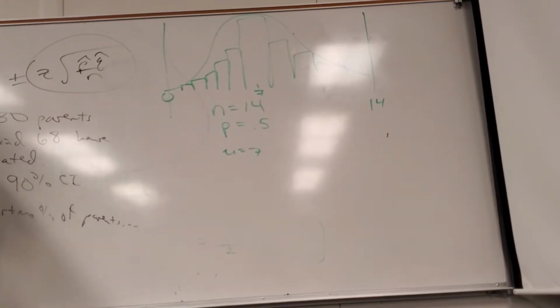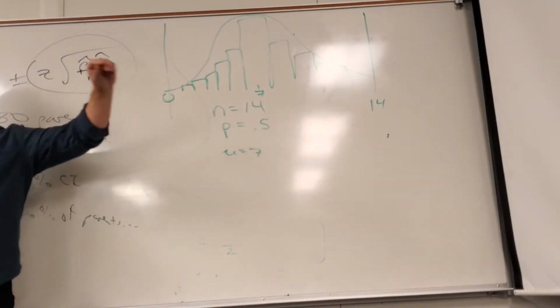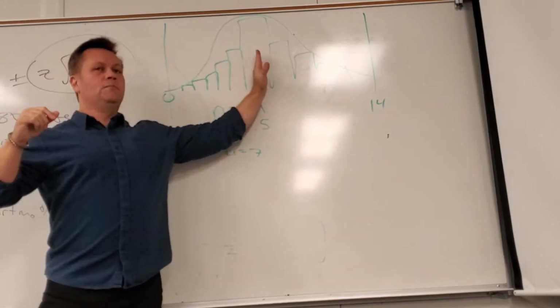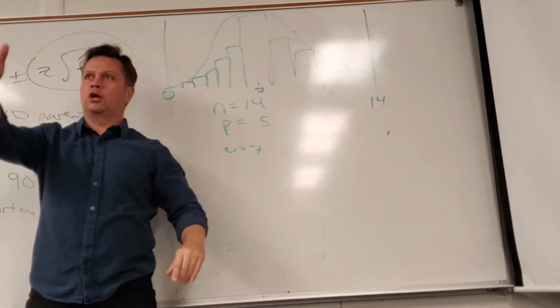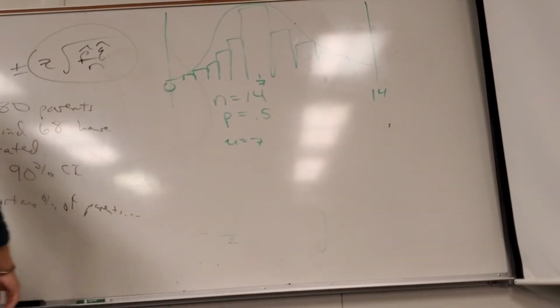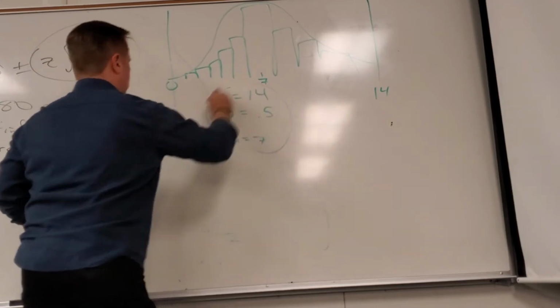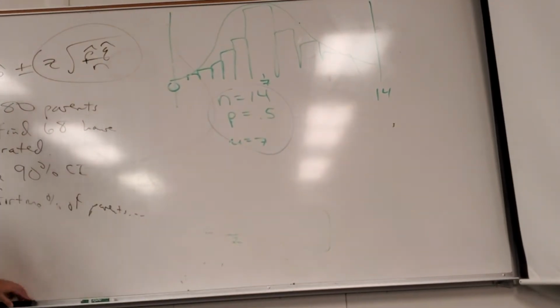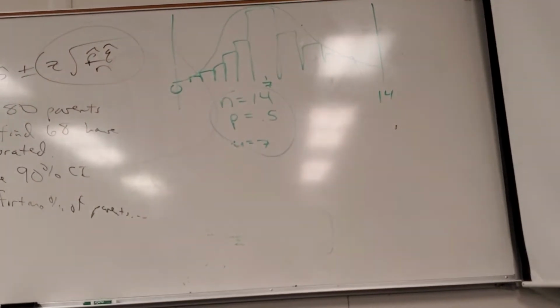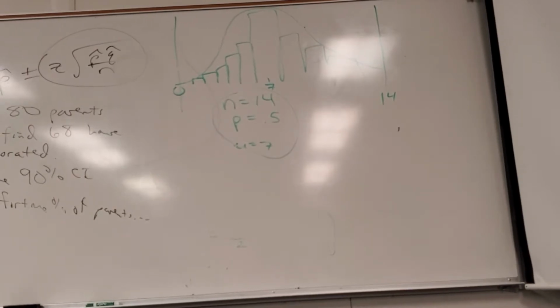I love it. So, I really want this to make sense. Why was this normal? Because the mean was in the middle somewhere, so it had room to go up and come back down. What do I mean? What if the mean would have been, what if instead of this, what if I had this? What if n was 14, but p was 0.01? What's the mean then?